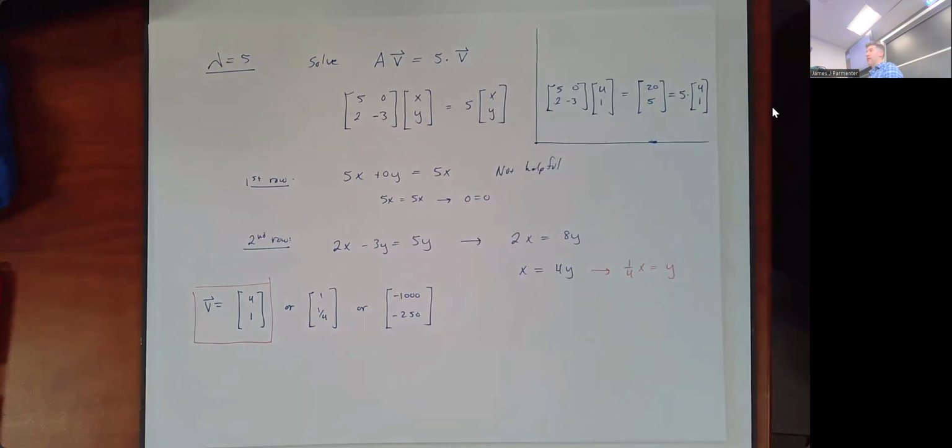[20, 5] is equal to 5 times [4, 1]. Again, it's not necessary to check, but it's nice to see that the thing we're doing is getting us what we are trying to get.